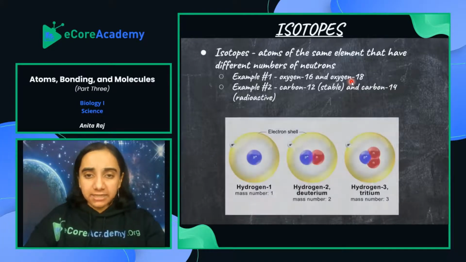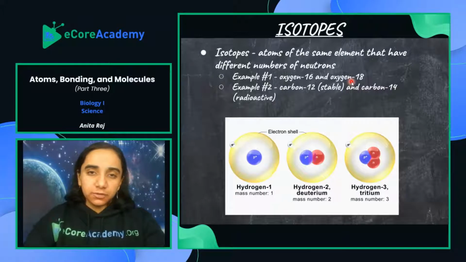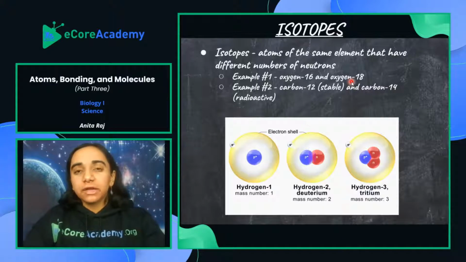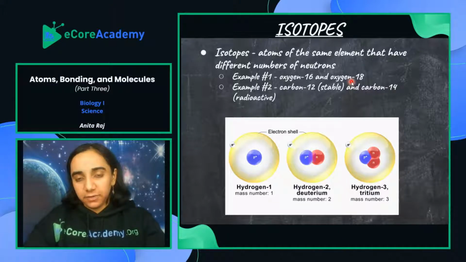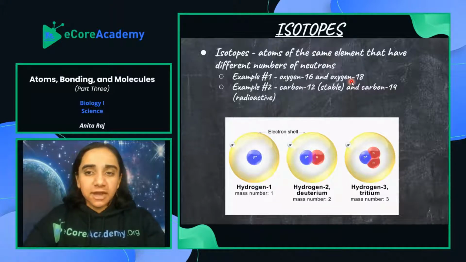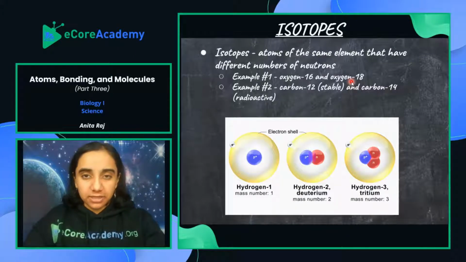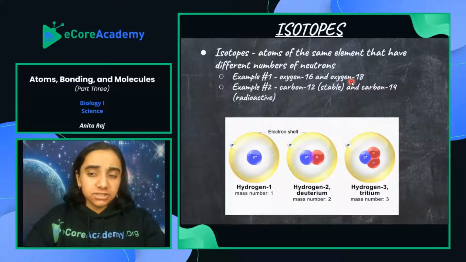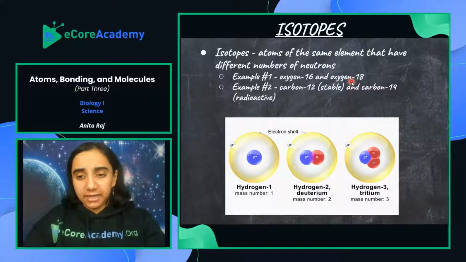Now let's talk about isotopes. Like we said before, we're going to introduce you to isotopes and ions, which are like cousins of our regular atoms that we find on the periodic table. So isotopes are atoms of the same element that have different numbers of neutrons, and we'll talk about this. So example 1 would be oxygen 16 and oxygen 18.